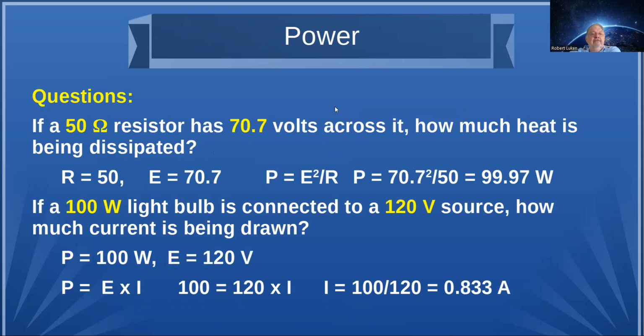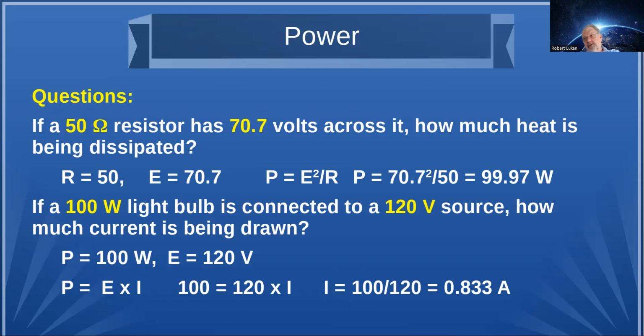So if we had a 50 ohm resistor and it has 70.7 volts across it that we measure, how much heat is being dissipated? In other words, how much power? So we want to find P, and we know R and E. So we can use the formula P is equal to E squared over R. So I take 70.7, square it, divide by 50, and I come out with 99.97 watts.